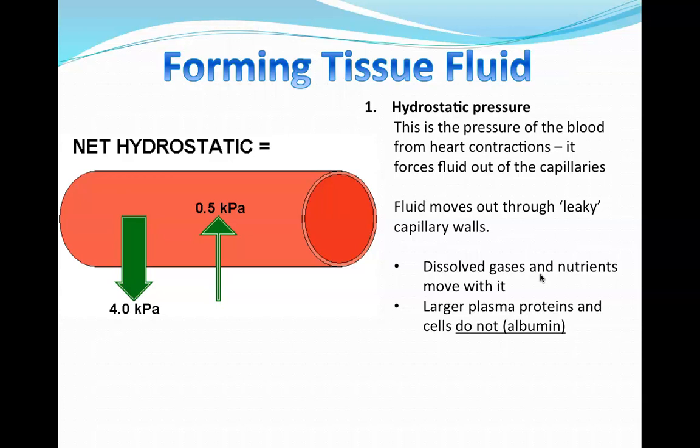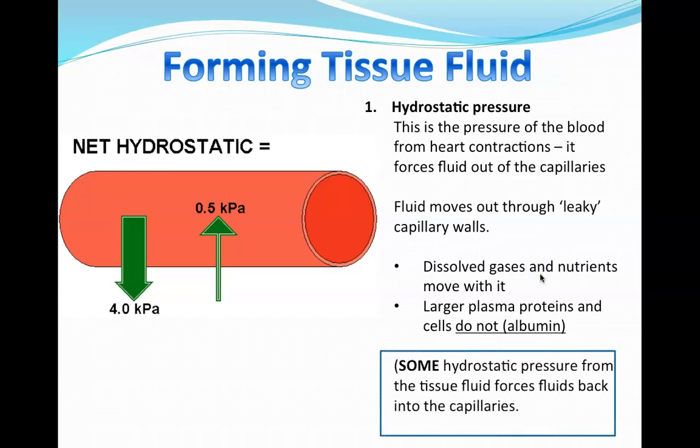Larger plasma proteins, such as albumin, don't pass through the capillaries because they're too large so they stay there. And this is quite important. Okay, so some hydrostatic pressure from the tissue fluid forces fluids back into the capillaries. So what happens is we get a heartbeat and oxygen and nutrients leave the capillaries and go to the tissue cell. Okay, and this is because of the hydrostatic pressure. Because some of this hydrostatic pressure stays in there, some fluid is then flushed back into the capillaries. Now, when the fluid is pushed back into the capillaries, that's carrying carbon dioxide and waste products.